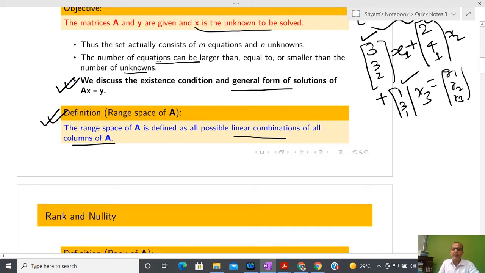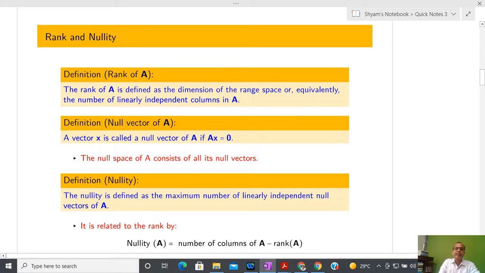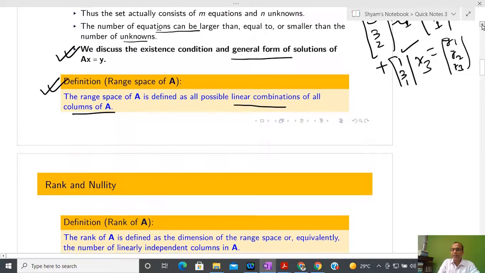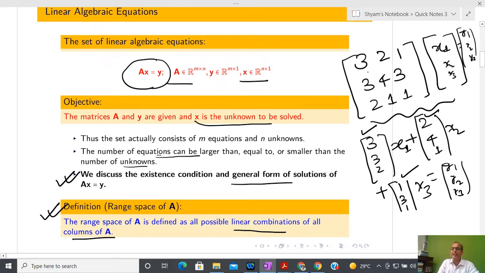Okay, now let us come to the next definition, that is rank of A. So rank of A is defined as the dimension of range space, or equivalently the number of linearly independent columns in A. So it is possible even if I have some kind of matrix here. Luckily, whatever matrix I have constructed, I haven't checked. Okay, so please check if that is linearly independent. Okay, so dimension is 3.